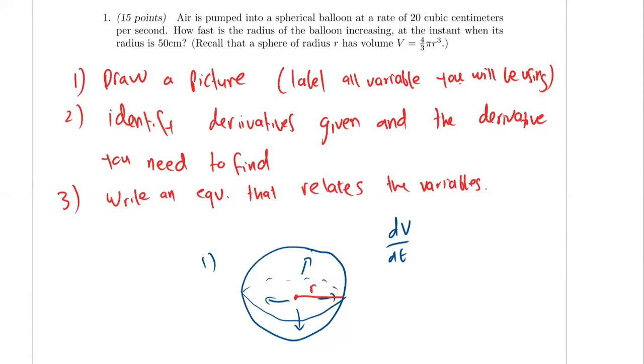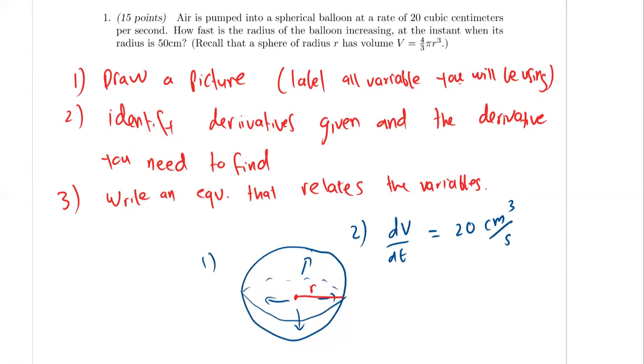Step 2, what are we given? Well, we're definitely given dV/dt, right? Because we're pumping air at a rate of 20 cubic centimeters. When you see cubic, you want to think volume, right? The unit for volume is cubed. Okay? So we're given dV/dt here. This is 20 centimeters cubed per second.